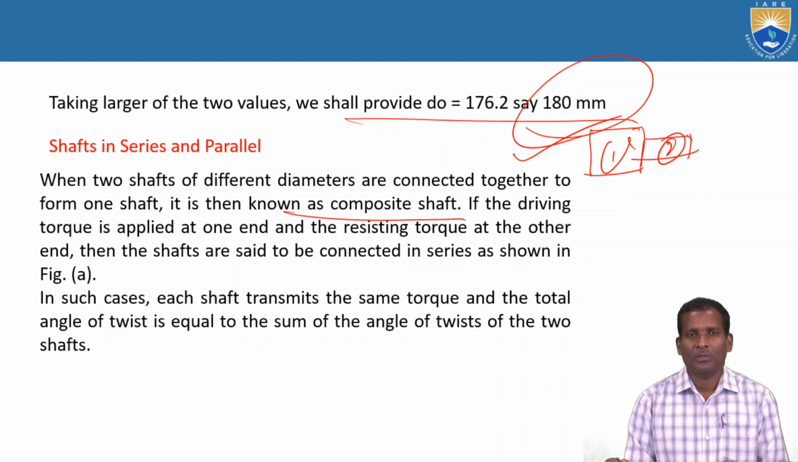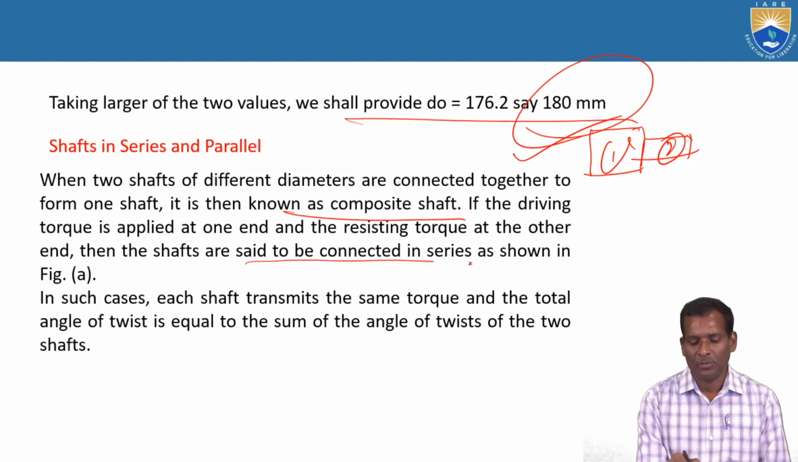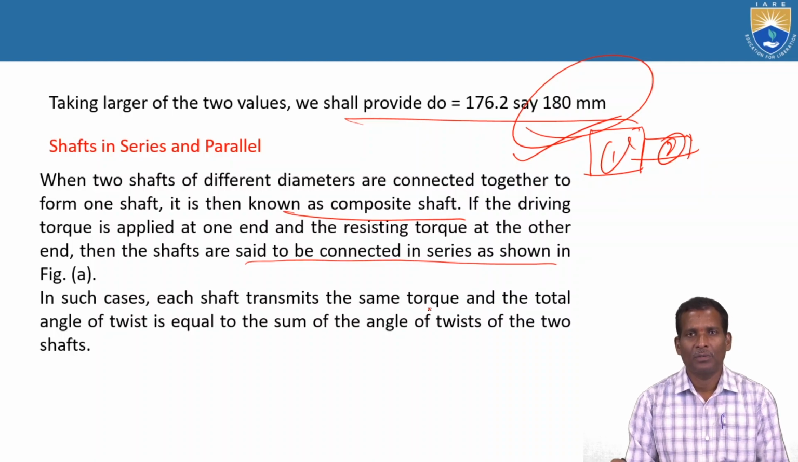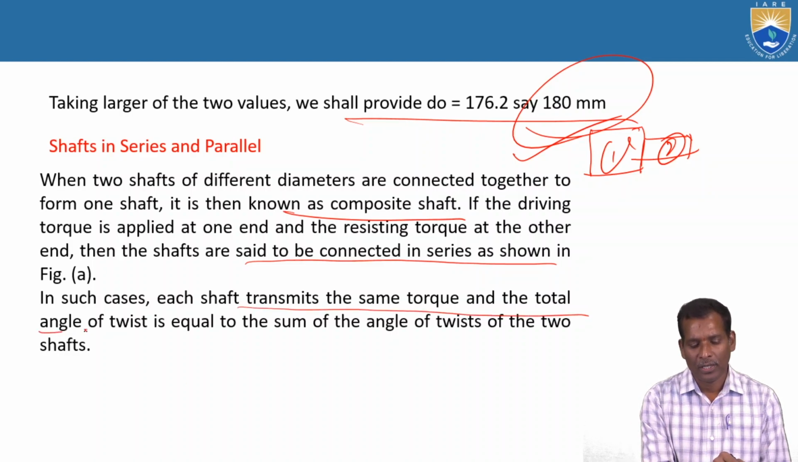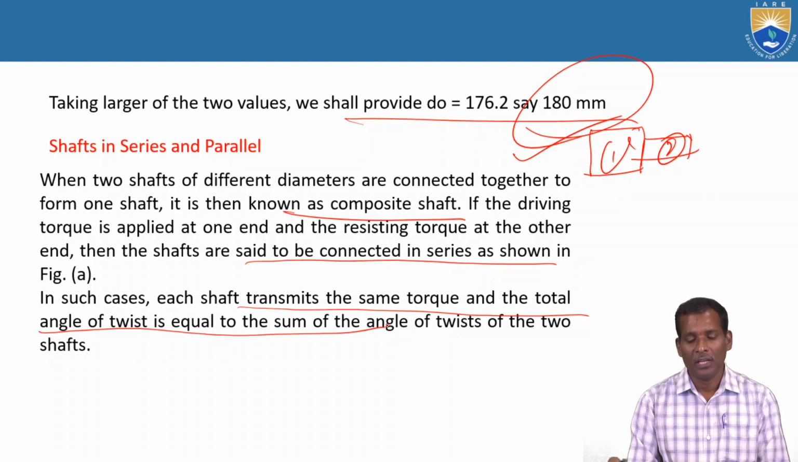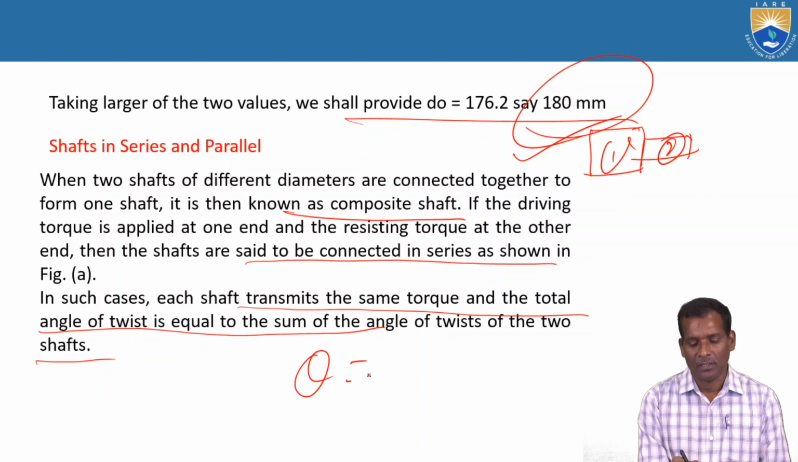Suppose the driving torque is applied at one end and the resisting torque at the other end, then the shafts are said to be connected in series. I will show you a diagram. In such cases, the shaft maintains the same torque, and the total angle of twist is equal to the sum of the angles of twist of the two shafts. So the total twist is equal to theta 1 plus theta 2.